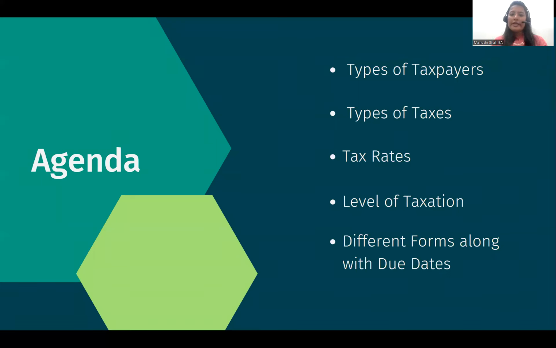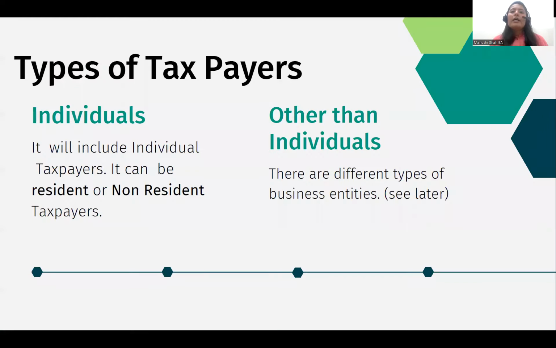So basically in this video, first we will see the different types of tax filers. Apart from that, we will see the different types of taxes and different types of tax rates. We will see the level of taxation, and at last we will see the different forms along with the due date. So if we talk about different types of taxpayers, or you can say tax filers, taxpayers can be individual and other than individual.